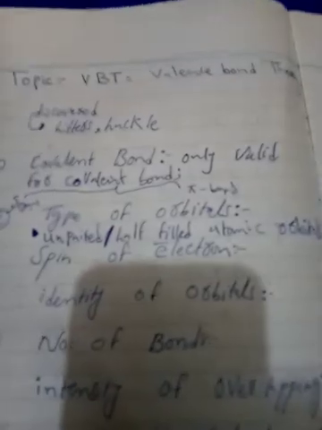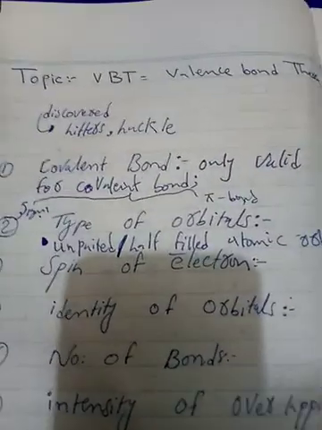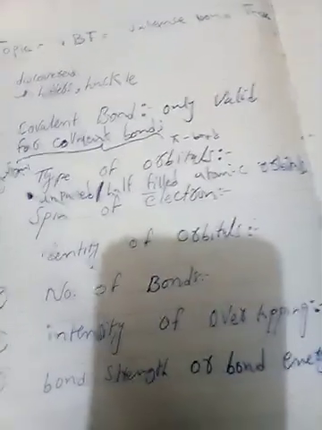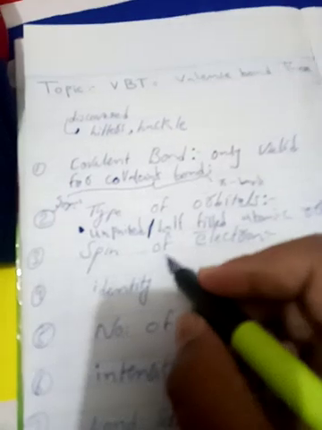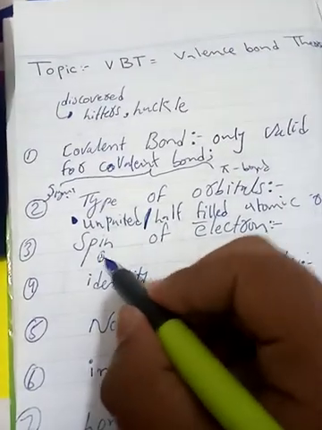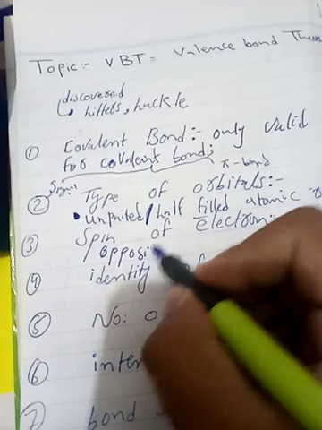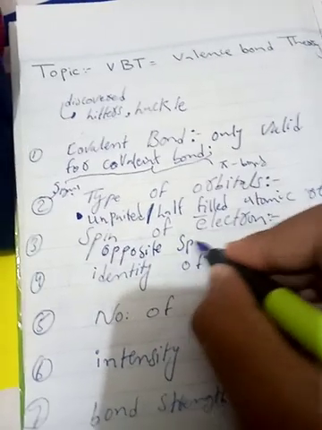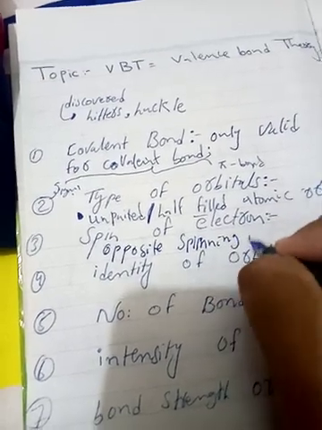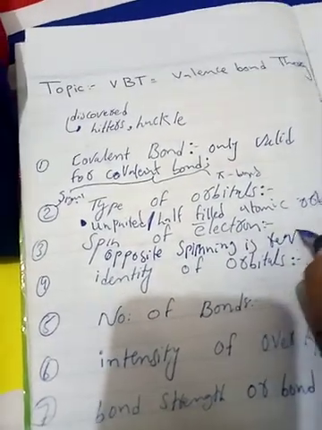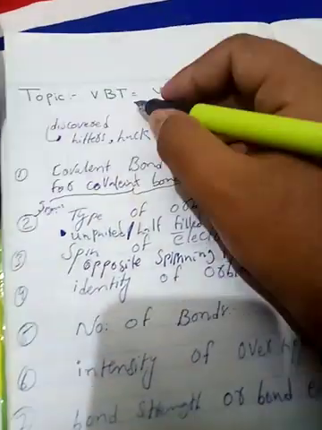Now we have the spin of electrons, meaning what spinning motion is required for this bond to form. The spinning which is required is opposite spinning. These are all the points which were explained by VBT, valence bond theory.